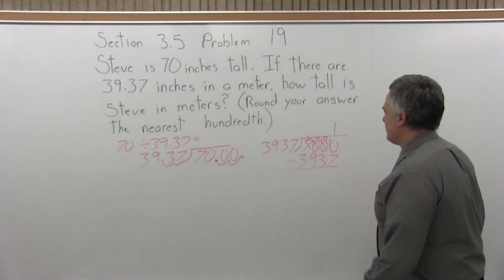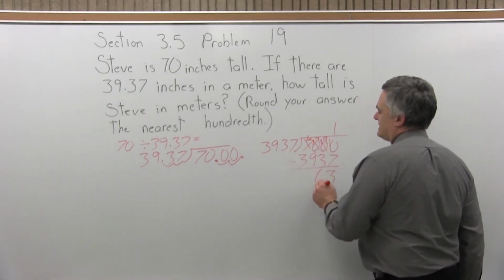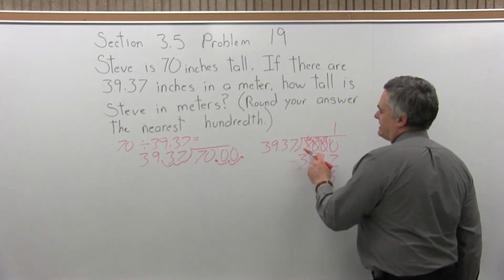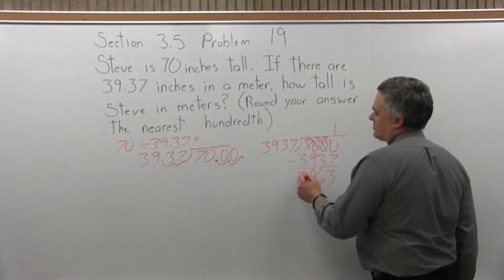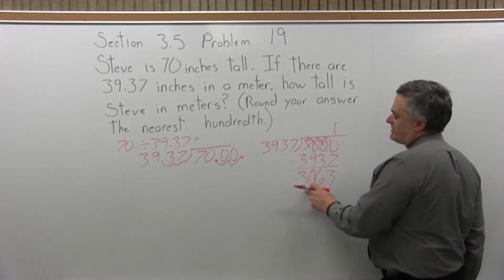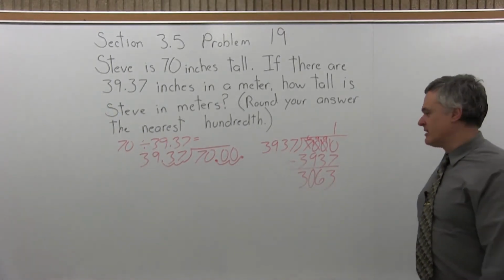So 10 minus 7 is 3. 9 minus 3 is 6. 9 minus 9 is 0. 6 minus 3 is 3. So I have 3,063, which is smaller than the number I'm dividing by, so it's okay.